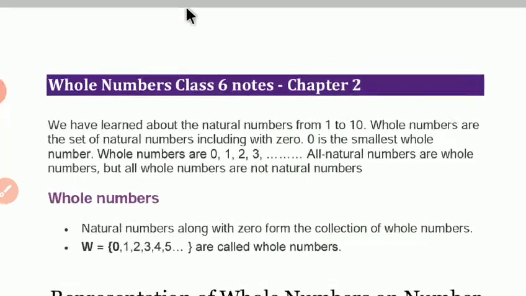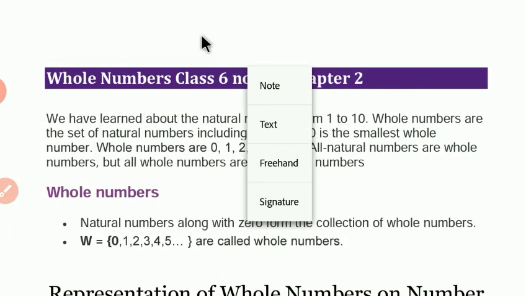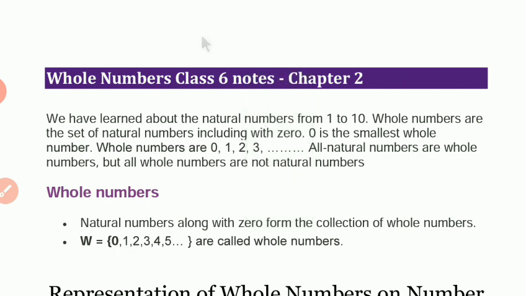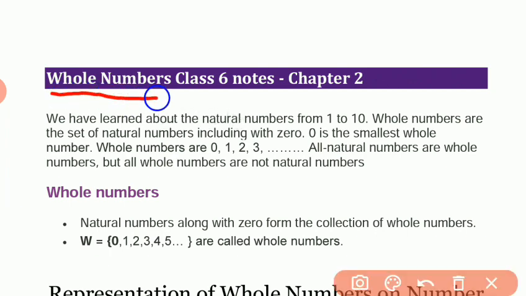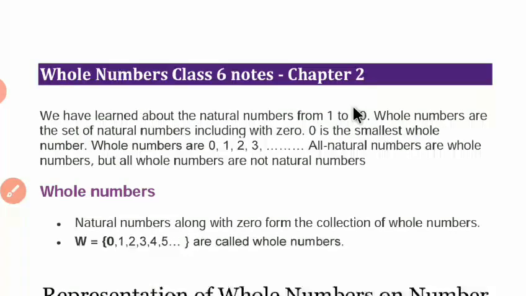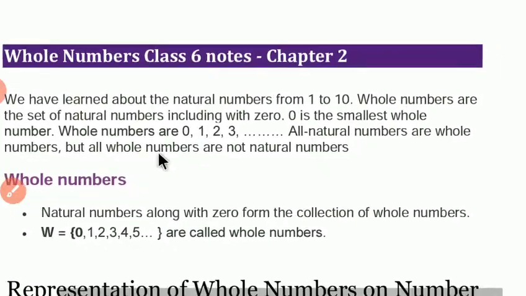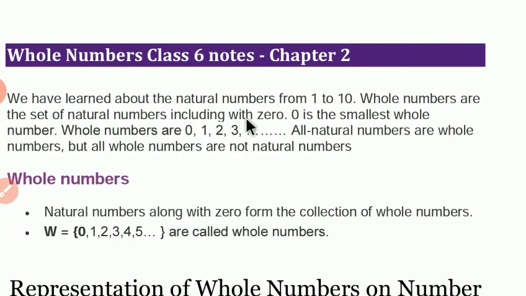So today we are going to start our new chapter, chapter 2, which is whole numbers. As we have already learned about natural numbers and whole numbers in our first chapter, let us revise it once again. The natural numbers from 1 to 10. Whole numbers are the set of natural numbers including 0.